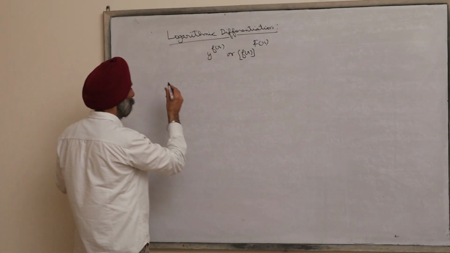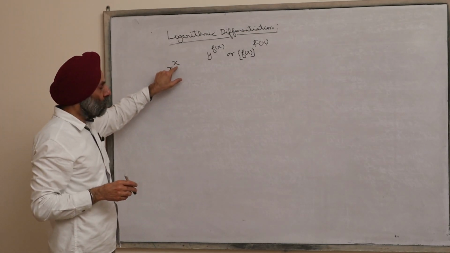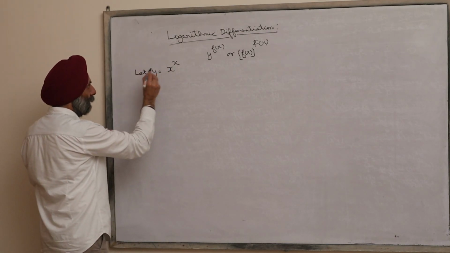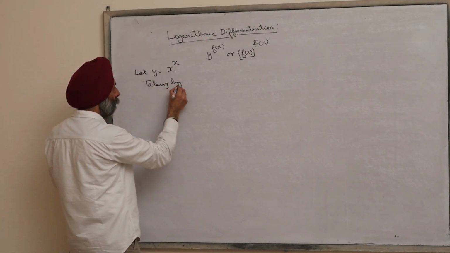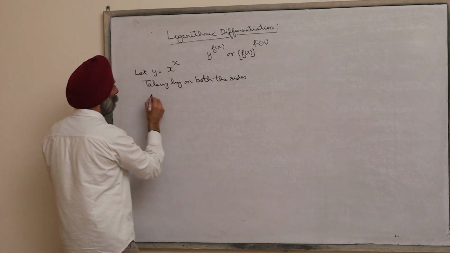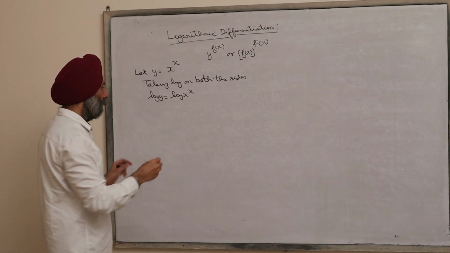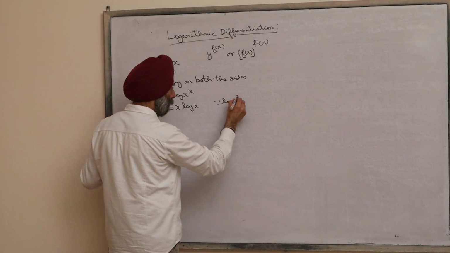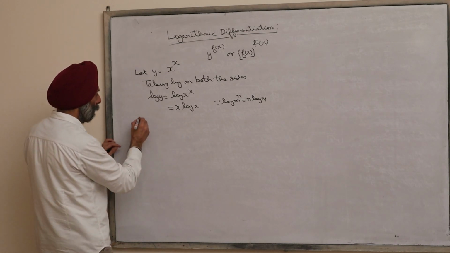For example, the first question is how to differentiate x raised to x. You can see that it is variable raised to variable form, function raised to function form. So let us suppose y is equal to this. Now taking log on both the sides, we have log of y is equal to log of x raised to x. So this can be written as x log x, because log of m raised to n is n log m. Now differentiating both sides with respect to x.